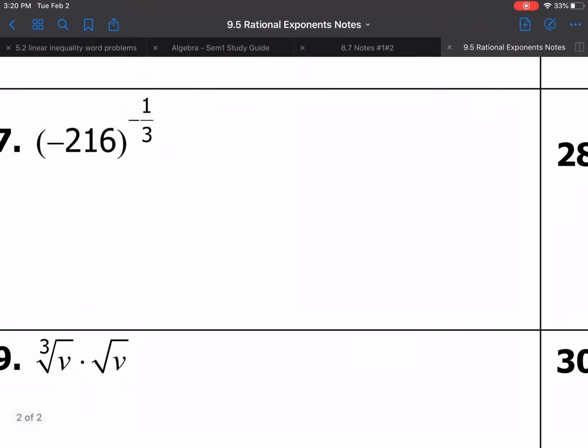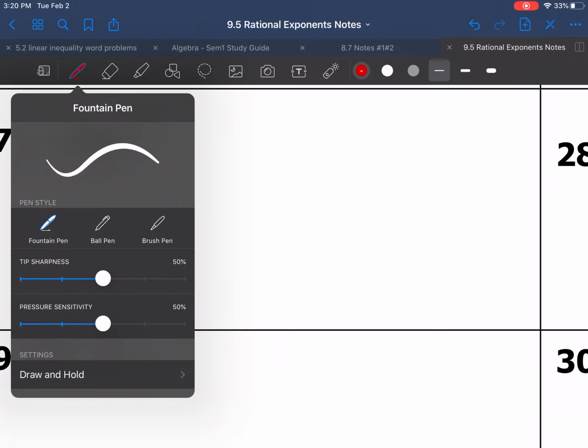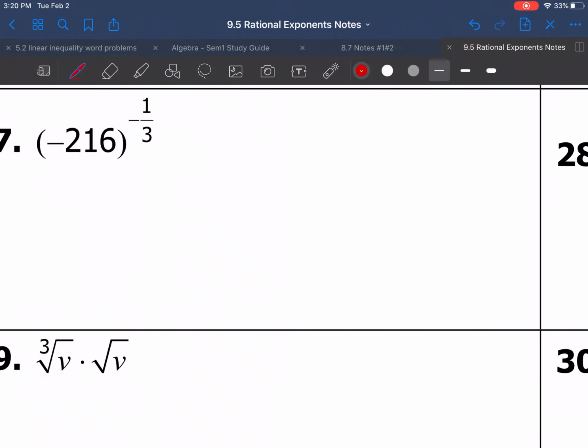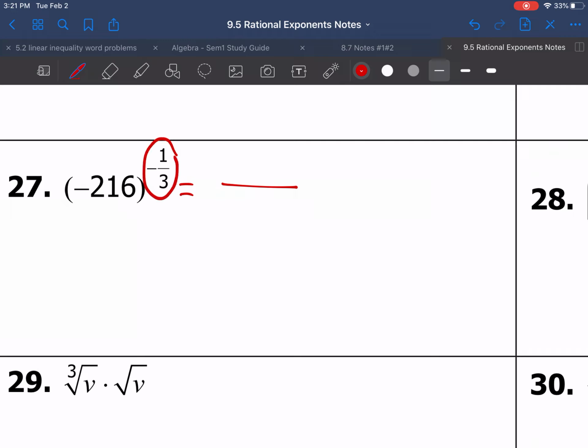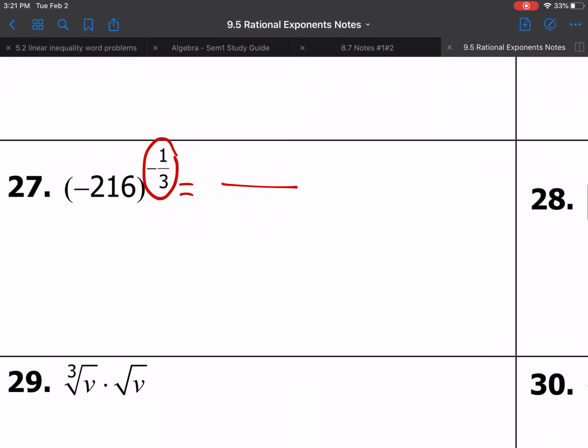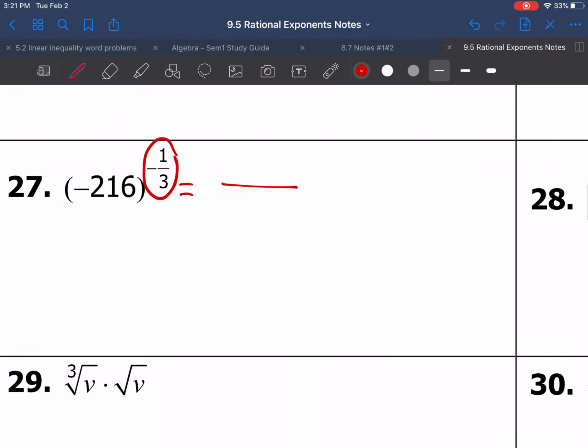This one, very similar, right? You would just say that this negative 216 being raised to the negative 1/3 power, again, is a fraction because we're not allowed to have these. We're not allowed to take negative exponents like this. We can't do that. So what we do instead is we just say, okay, this is going to have to be 1 divided by a negative 216 that gets raised to the positive 1/3 power, right? Like that.